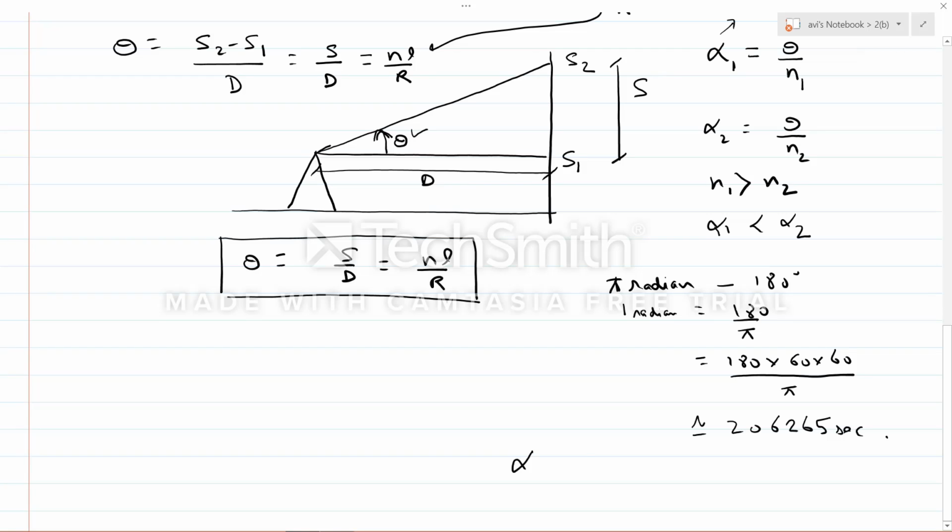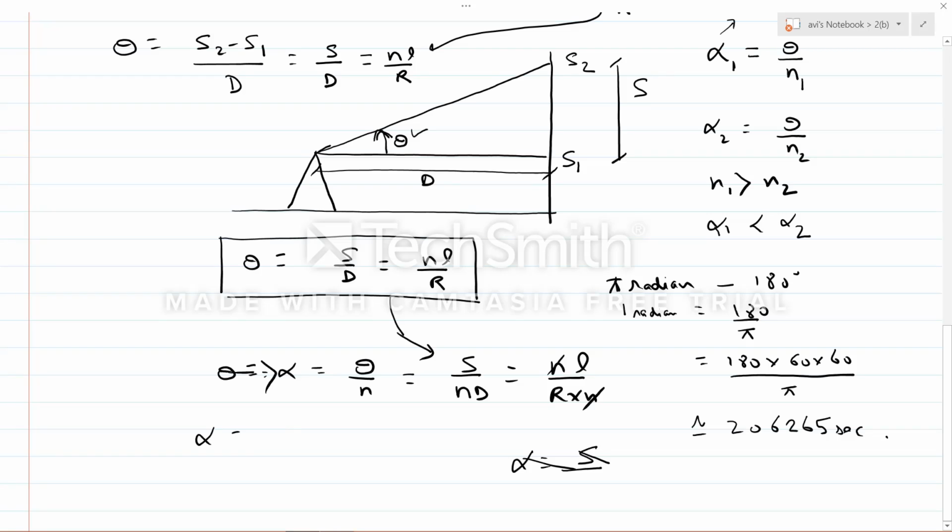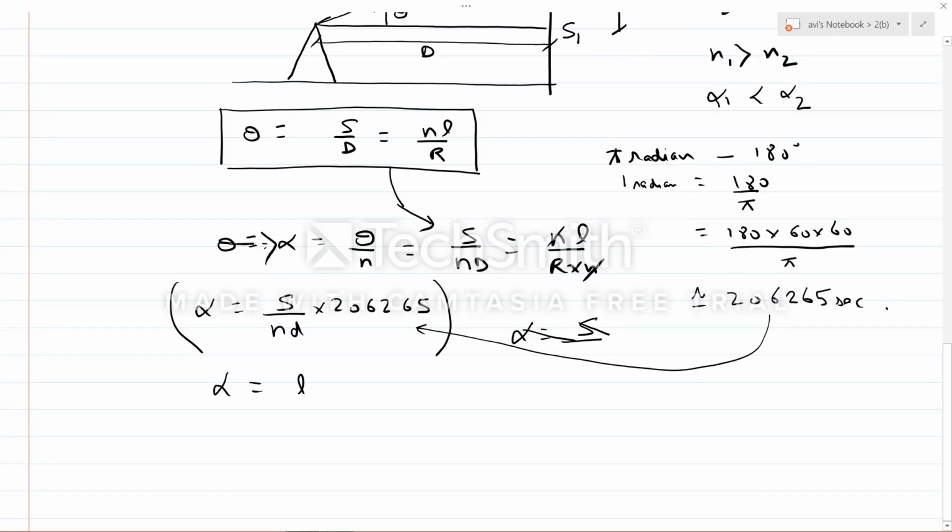So alpha is equal to theta upon n, that is equal to s upon nd, since s upon nd is equal to nl upon r into n, and L and n cancel each other. That is, alpha is equal to s by nd, and if we convert this into seconds, it will be equal to s by nd into 206,265 second. This will be one of the formulas, and also alpha is equal to L upon R. If you are asked to calculate the radius of curvature, you can calculate it from here also.